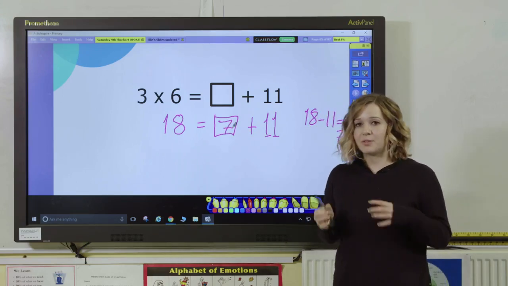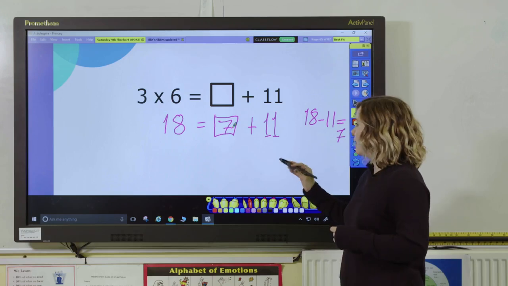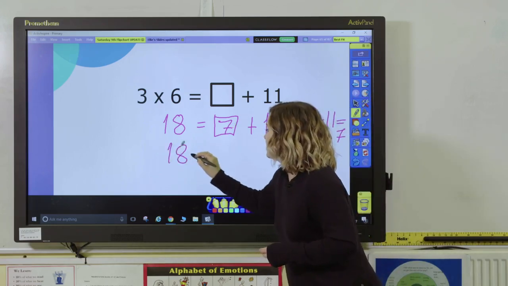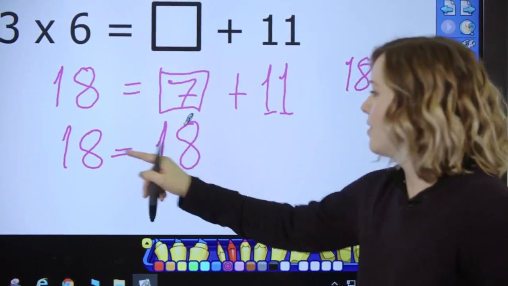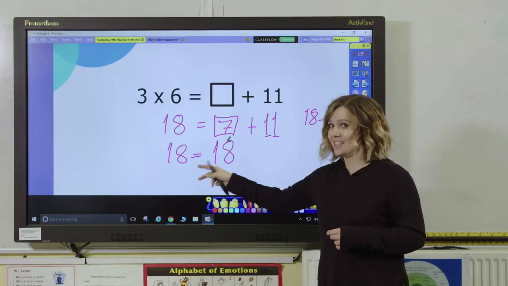And then the final step to really reinforce that that equal sign means the same as is to write out both sides of the equation as a total. So 18 is equal to 7 add 11 is 18. And that really shows to your pupils that the equal sign means the same as. 18 is the same as 18.